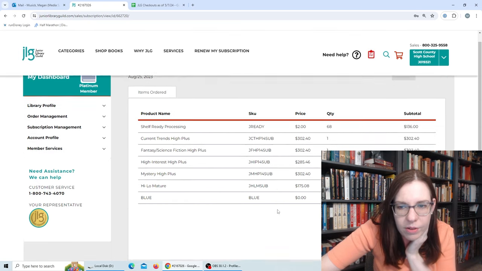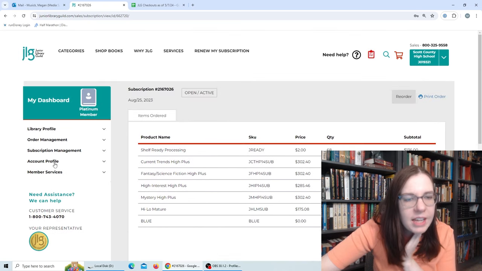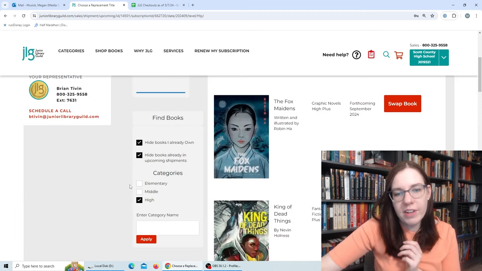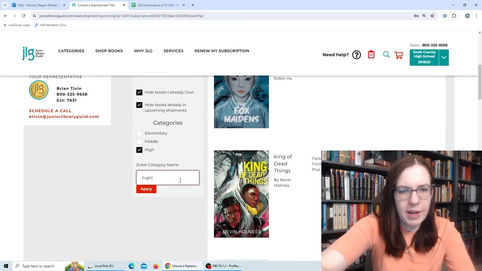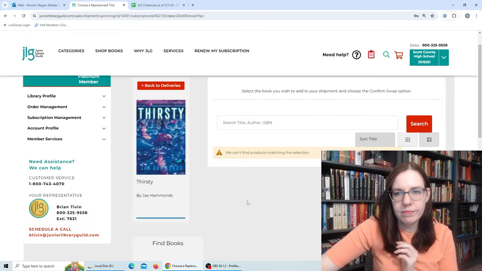High interest, high plus. How do I see? So yeah, here are my categories. Here's the total, all that good stuff. Where's high interest, high plus? Okay, the only way I can figure out to see the specific category is I went to swap a book. I pretended like I'm swapping a book and right here it says name. So I'm going to put high interest, high plus. We'll see if that does it. No.